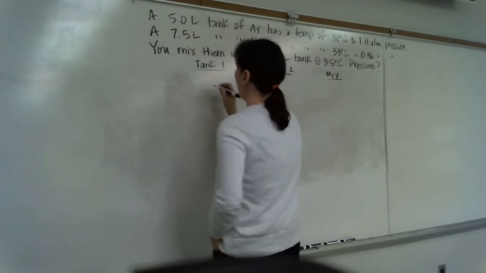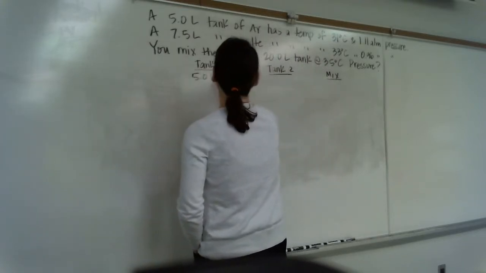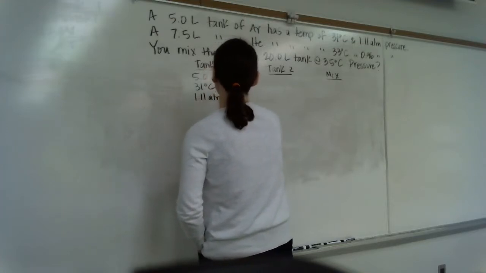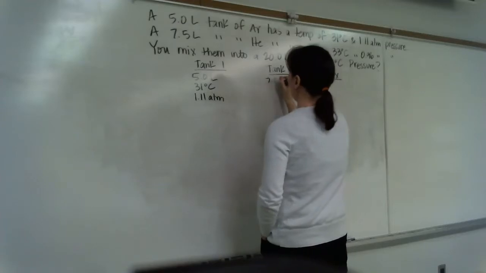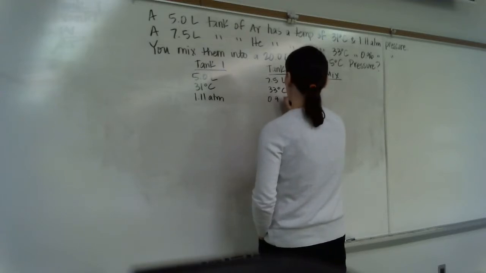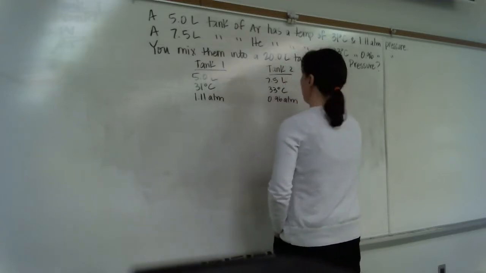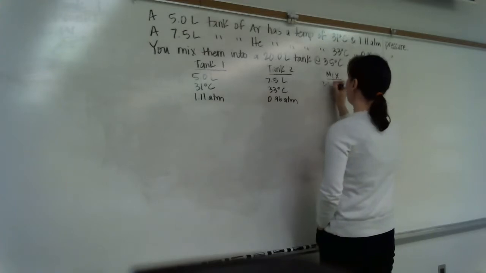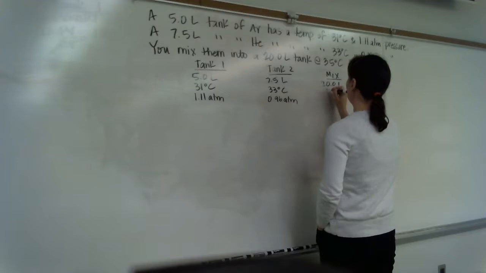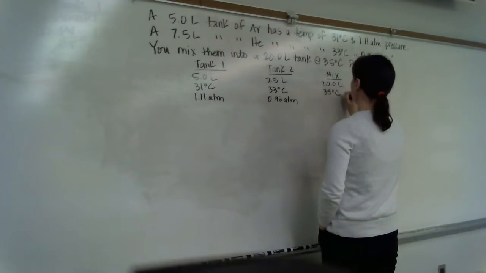Tank 1 is 5.0 liters. It is 31 degrees Celsius and 1.11 atmospheres pressure. Tank 2 is 7.5 liters. It is 33 degrees Celsius and it is 0.96 atmospheres. And then the mixture is 20 liters, so we're filling up a big tank, and 35 degrees Celsius.